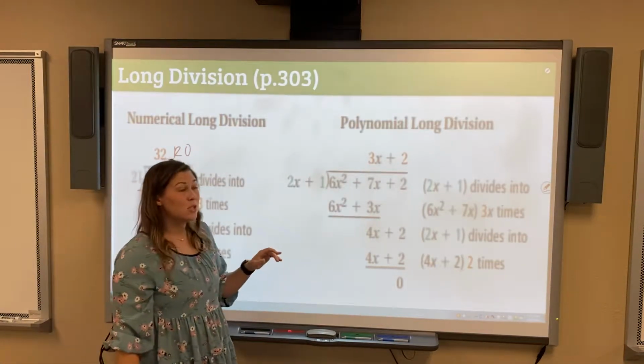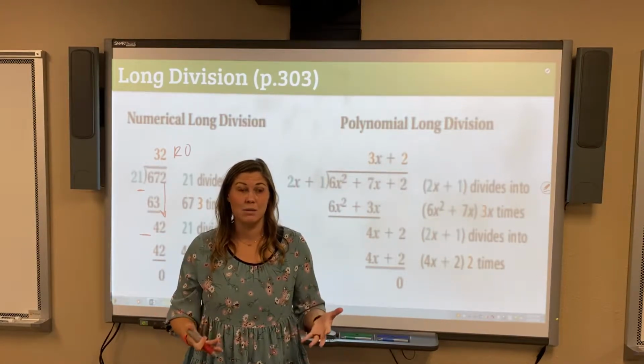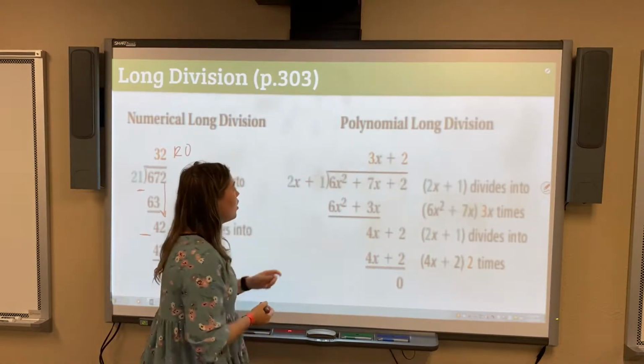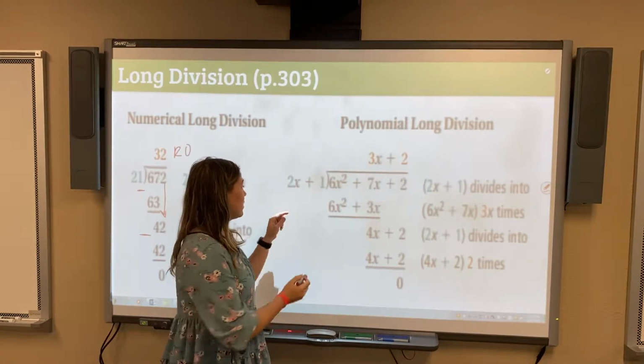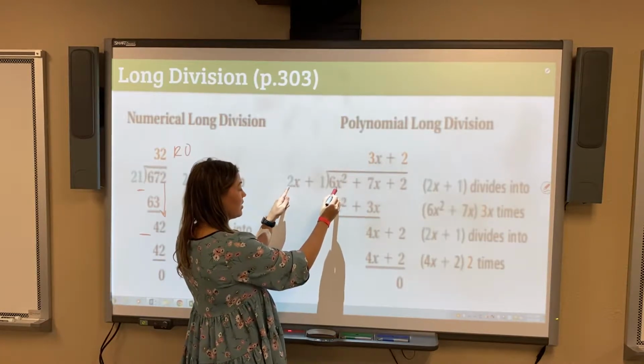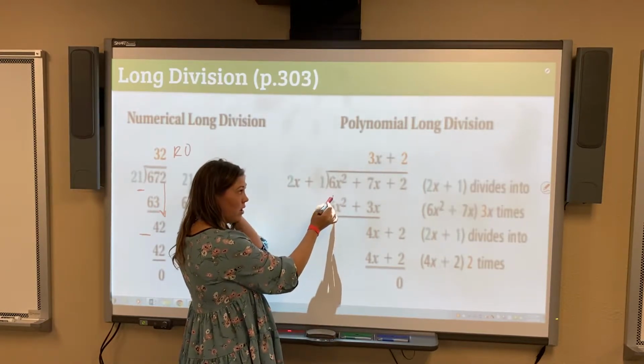Okay, here, let's do polynomial long division. Same concept, same steps, just with x's. It'll be great. So we look at this first term. How many times does 2x go into 6x squared? Or what do I need to multiply times 2x to get 6x squared?